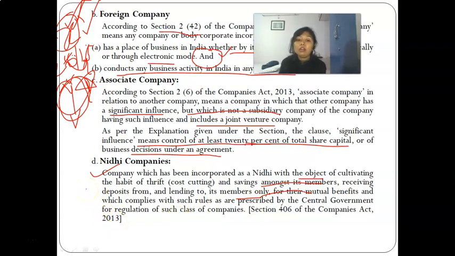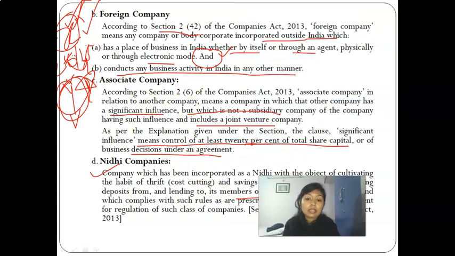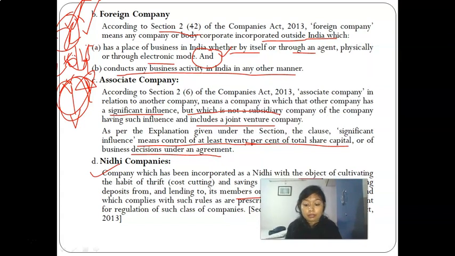So they do not lend any money to outsiders, okay. So the main objective is cultivating, that is developing, the habit of thrift, that is cost cutting and saving, amongst its members and receiving deposits from them and lending to the members only. Means nothing will go beyond the members. It is given under section 406 of Companies Act.